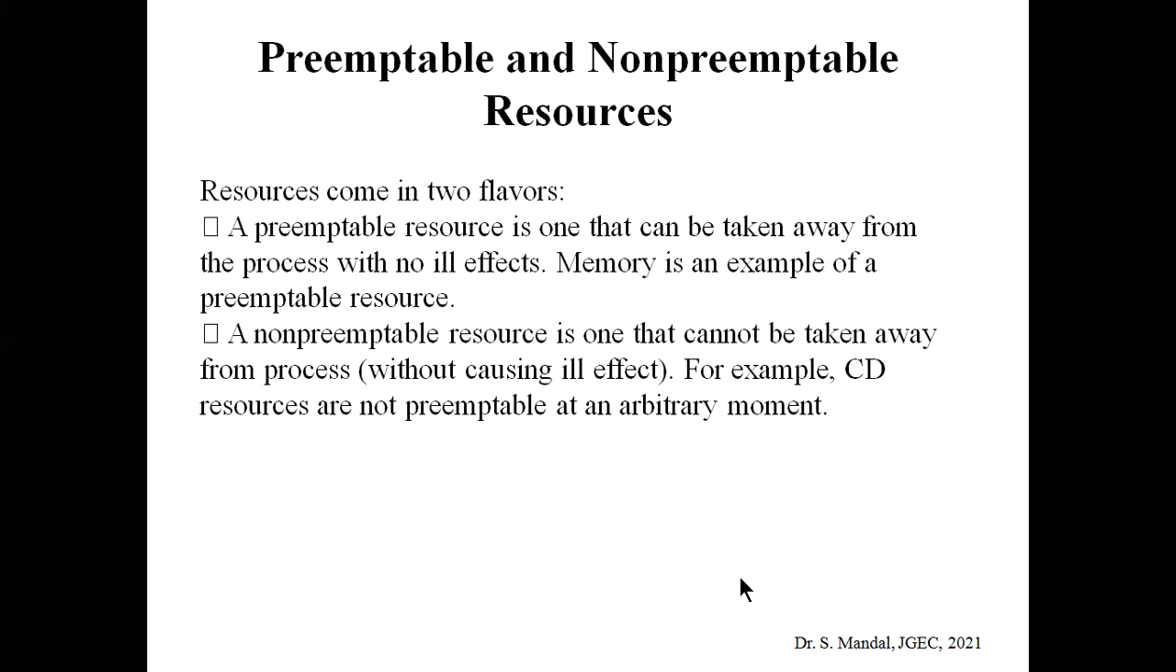Now we can classify resources in another way, like preemptible resources and non-preemptible resources. So what are preemptible resources? A preemptible resource is one that can be taken away from the process with no ill effect, like memory. On the other hand, a non-preemptible resource is one that cannot be taken away from the process without causing ill effect, like a CD resource or CD drive.